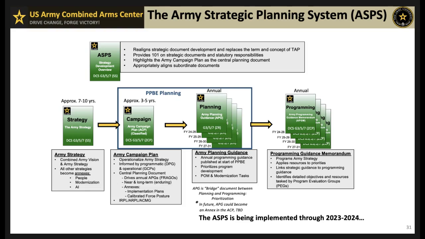The Army Programming Guidance Memorandum, APGM, applies resources to strategic priorities, linking guidance to detailed objectives and resources identified by Program Evaluation Groups, or PEGs. The ASPS is being implemented through 2023 to 2024, ensuring that current and future operational requirements are prioritized, synchronized, and resourced effectively.